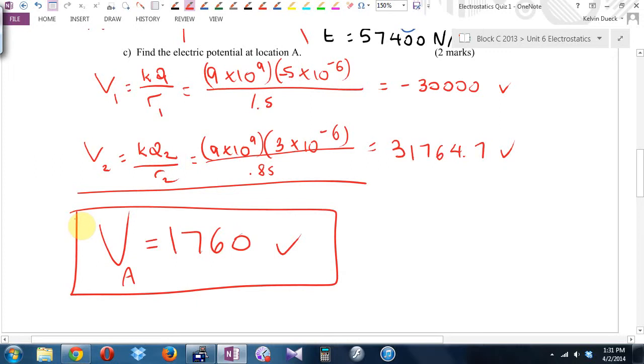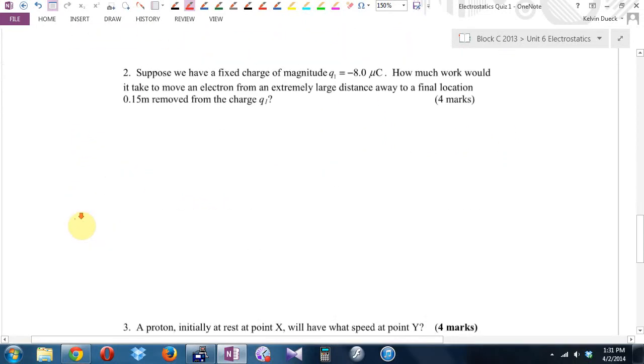Okay? 2 marks for that. Half mark for the negative 30,000, half mark for the 31,700, I don't know, and then 1 mark for the answer, something like that. Turn the page.